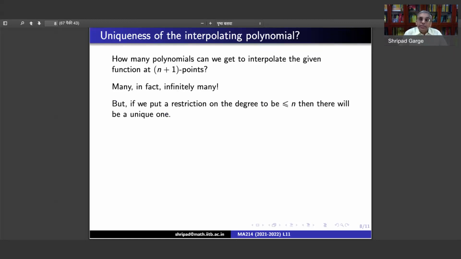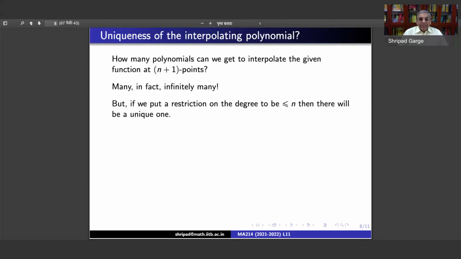So we will modify the question. The question has a horrible answer. The answer says that there are infinitely many. Then we will say, okay, let's modify the question. The question is, how many polynomials of degree less than or equal to n can we get to interpolate the given function at n plus 1 points? Now there is a unique polynomial.